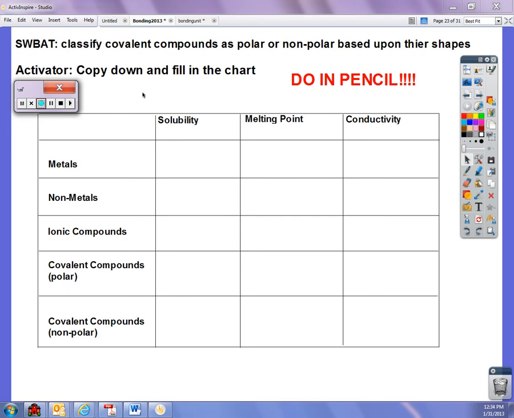Today's activator is coming directly from the lab that we did, and I've added two more things, metals and nonmetals, and I want you to use your logic to figure out this chart. Where it says solubility, and I mean solubility in water, write yes or no. Melting point, I'm looking for a high or a low melting point. And for conductivity, again, just use yes or no.